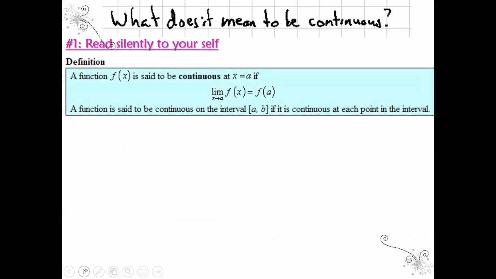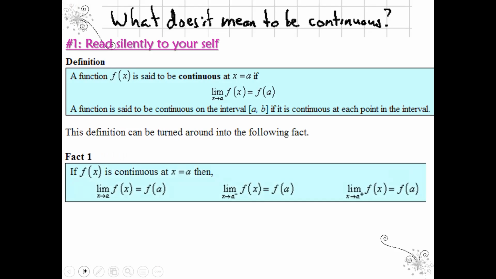What does it mean to be continuous? A function f of x is said to be continuous at x equals a if the limit as x approaches a of f of x equals f of a. A function is said to be continuous on the interval a, b if it is continuous at each point in the interval, meaning that there aren't any breaks.